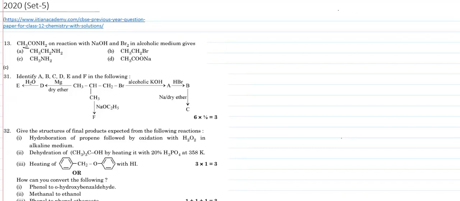So first one is question number 13. So here you have CH3CONH2 reacting with sodium hydroxide and bromine in alcoholic medium. So question 13, and we need to figure out the product that is formed. And this is actually the Hofmann bromamide reaction.